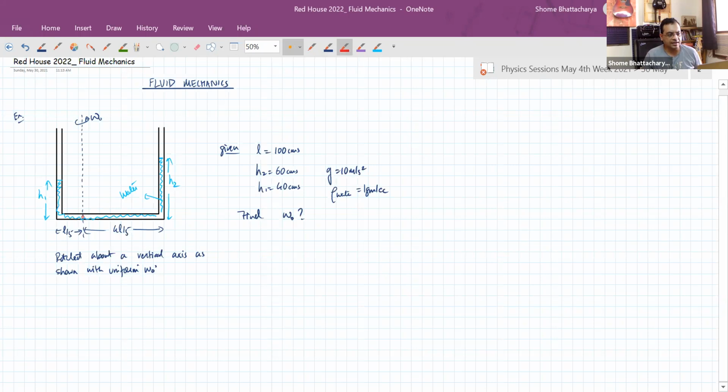If you take the point on the axis as A, the point at this corner as B, and the point at the same horizontal level on this side as C, you can see that the radial pressure gradient del P by del R is rho into omega naught square R, where this is your radial axis. Take a radial axis like this or like this on either side of the axis. When you are calculating the pressure difference between B and A, for example, PB minus PA will be del P by del R integrated over R equal to 0 to R equal to 4L by 5.